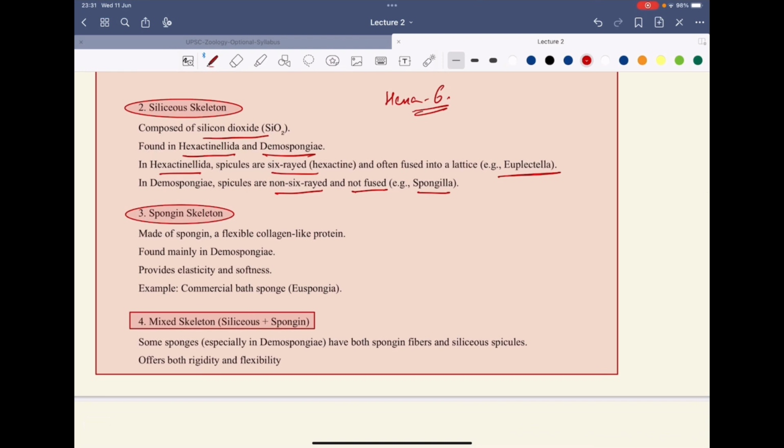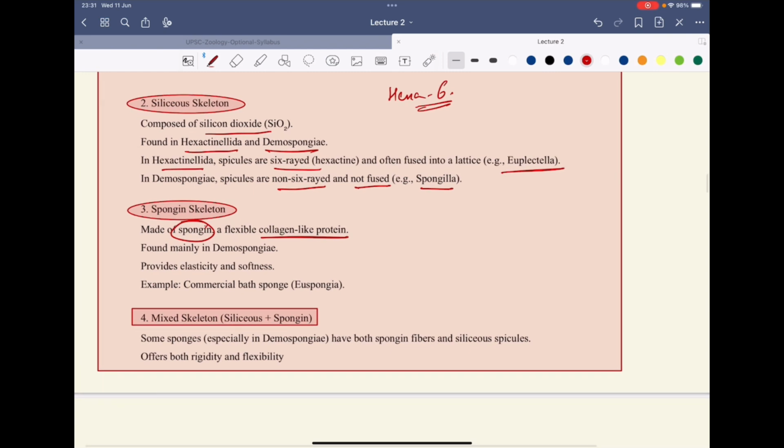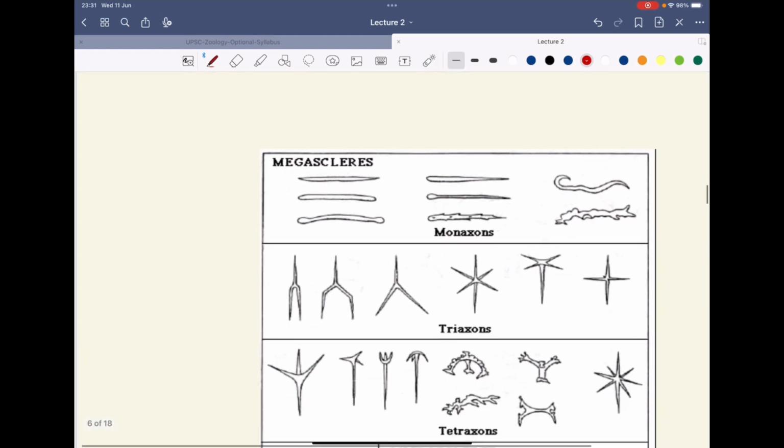Next we have the spongin skeleton. Spongin is a flexible collagen-like protein, and it is found mainly in Demospongiae. It provides elasticity as well as softness. At the same time, we need to know that these skeletal systems provide strength and support to the organism as a whole. Spongin skeleton is found in Euspongia, the commercial bath sponge. Next is the mixed skeleton, found in Demospongiae. They have spongin fibers and siliceous spicules. It offers both rigidity and flexibility.